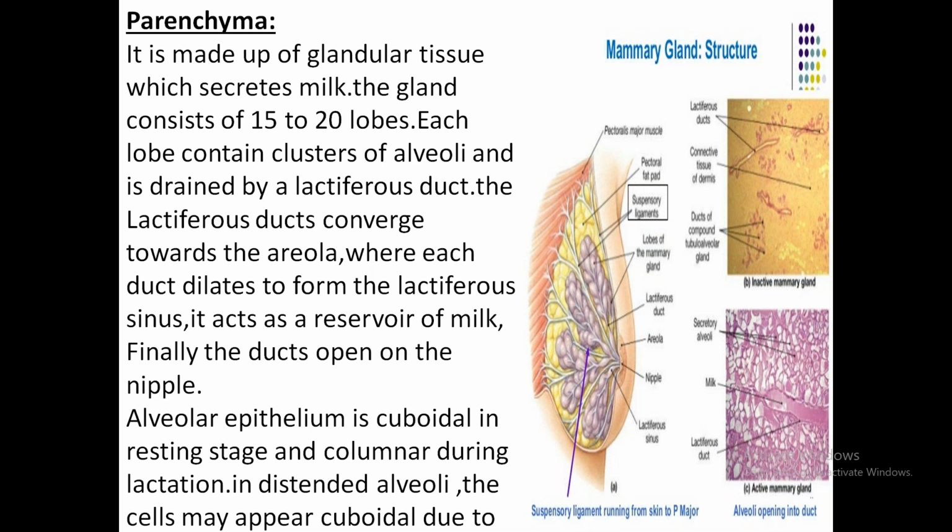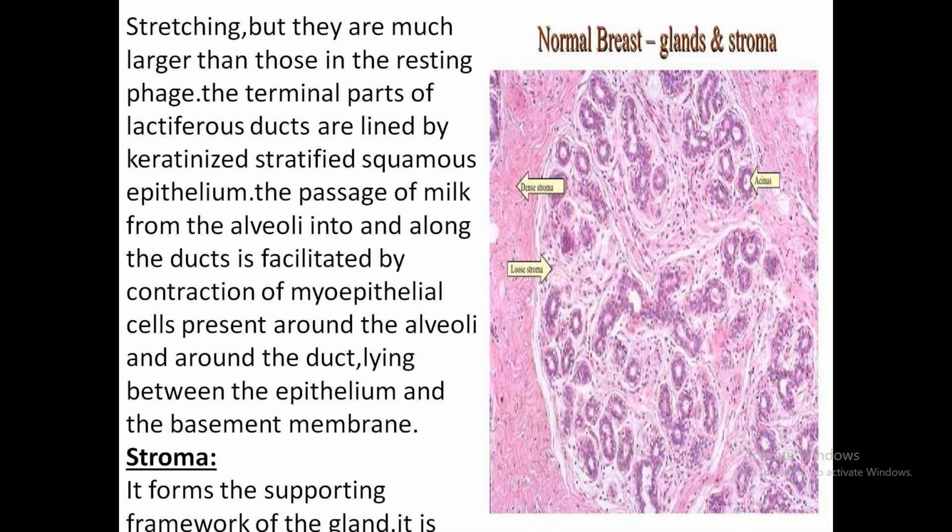Alveolar epithelium is cuboidal in the resting stage and columnar during lactation. In distended alveoli, the cells may appear cuboidal due to stretching, but they are much larger than those in the resting phase. The terminal parts of the lactiferous duct are lined by keratinized stratified squamous epithelium. The passage of milk from the alveoli into and along the duct is facilitated by contraction of myoepithelial cells present around the alveoli and around the duct, lying between the epithelium and the basement membrane.